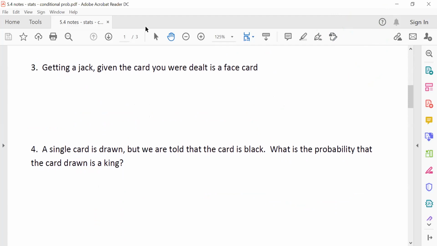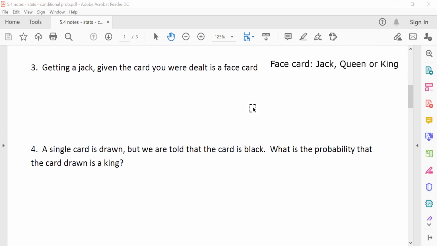Perhaps we could do number 3 here. What is the probability you're getting a jack, given that the card you're dealt is a face card? A face card is a jack, queen, or king, because they have actual faces of people, if you will, on the cards.